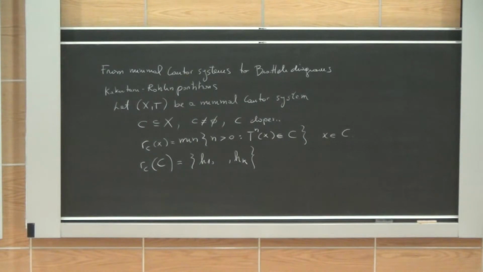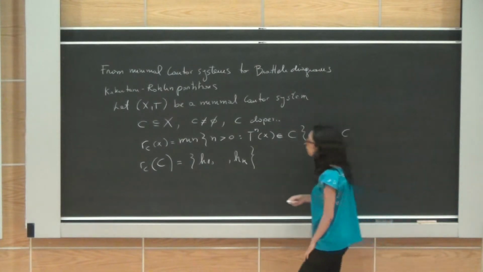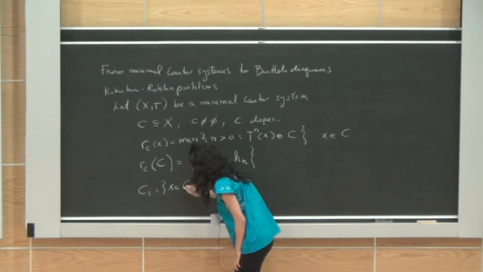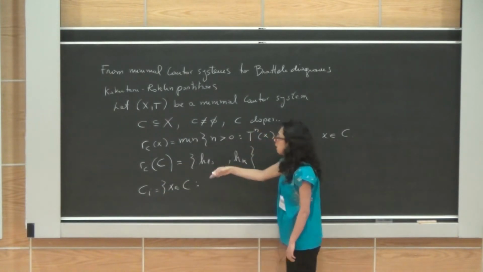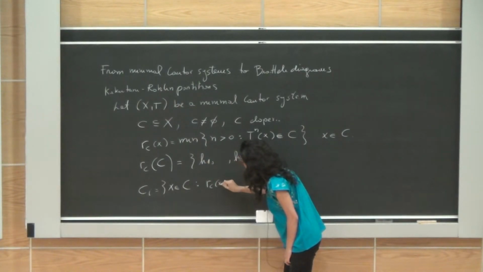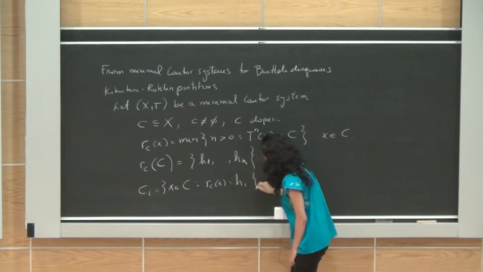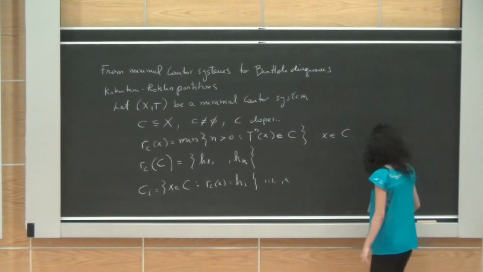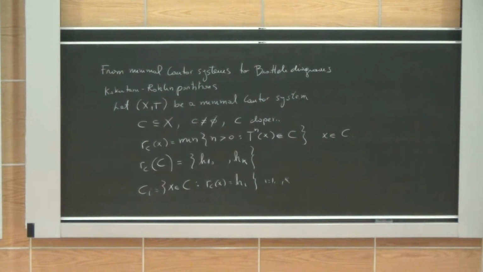And you can use this to define a partition of the space. So the first thing that you can do is partition the set C, the clopen set. And you can say, okay, I'm going to call Ci the set of all the points in C that come back at time hi. And this will give you a partition of C. Well, I'm going to make a picture here.